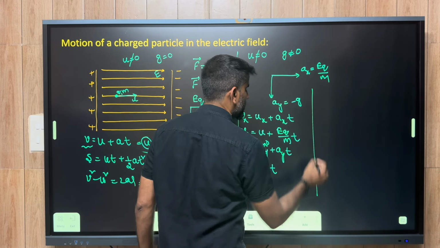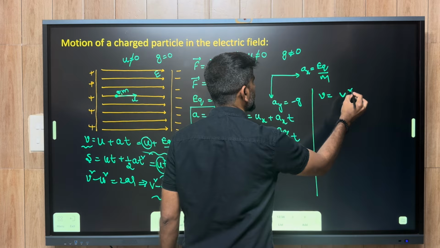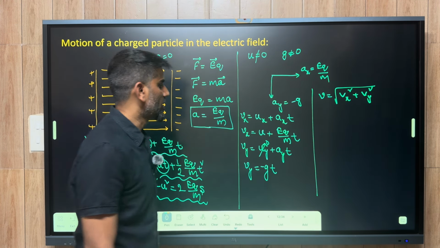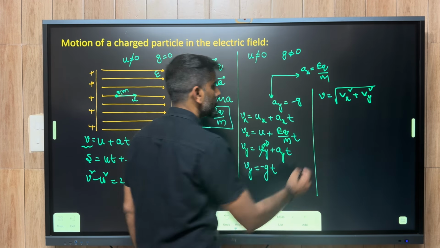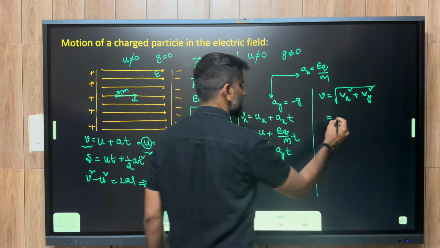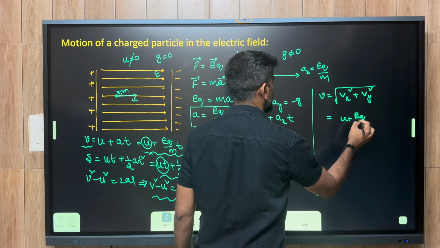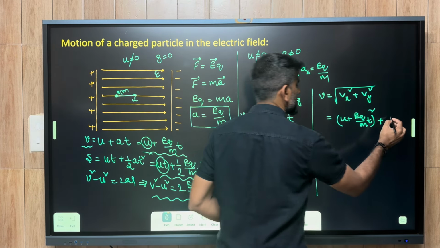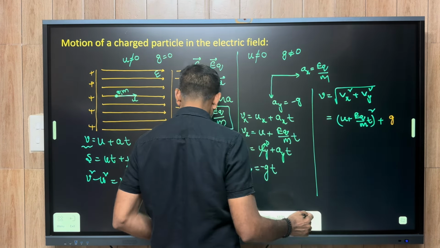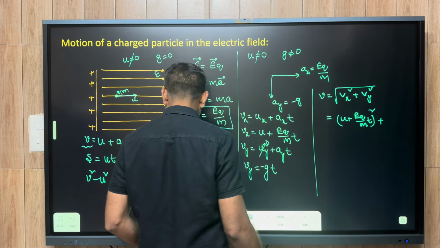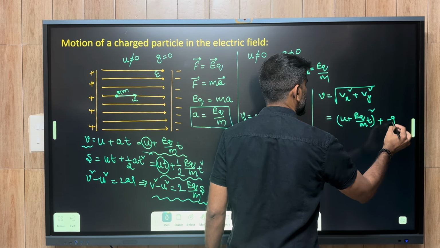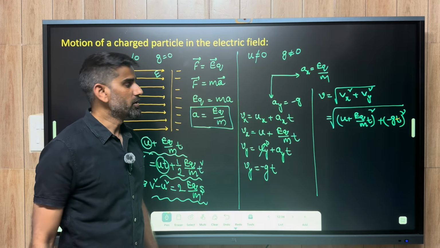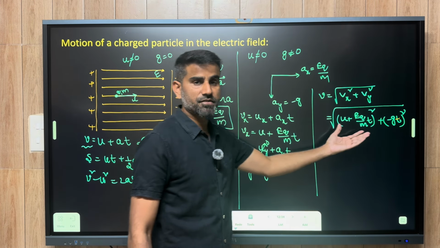So if I want to find the net velocity, v is equal to the square root of Vx square plus Vy square. If I know the Vx value, which is u plus Eq by m t, whole square, plus I know the Vy value, minus gt, whole square, all under root. Hope this equation is clear to you.